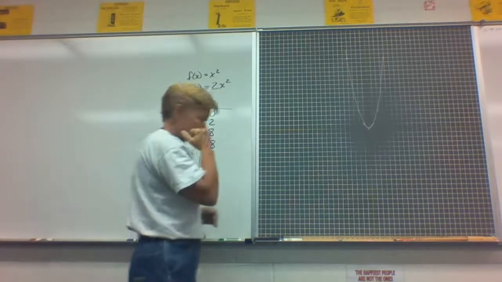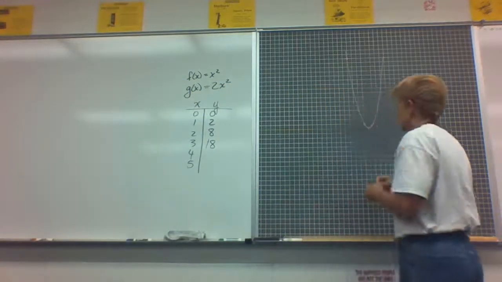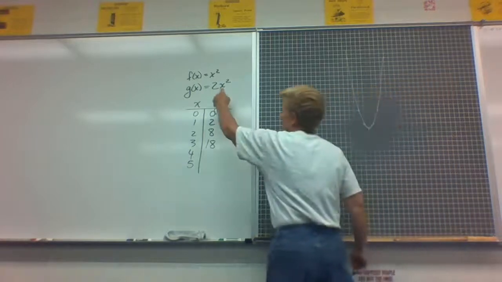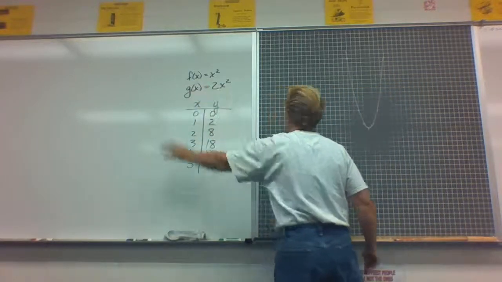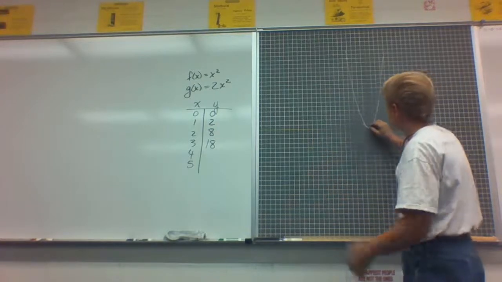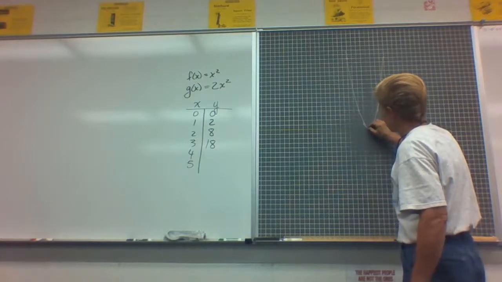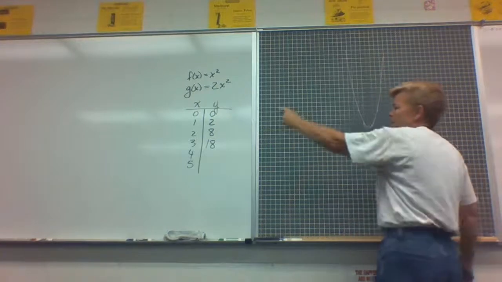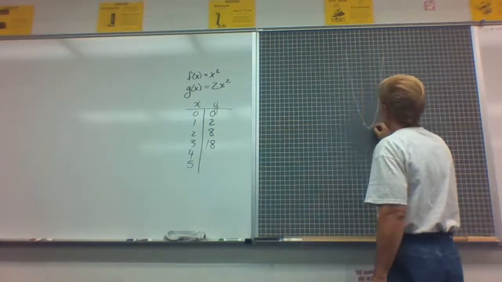So if I graph this thing with some blue chalk so that we can compare it to this one, notice that when we put x in and y, x is 0, y is 0, it's still going to be the same vertex. We haven't moved it anywhere vertically or horizontally. Still starts right here. But notice that if I plot the first point, I'm going to go out 1 and up 2.